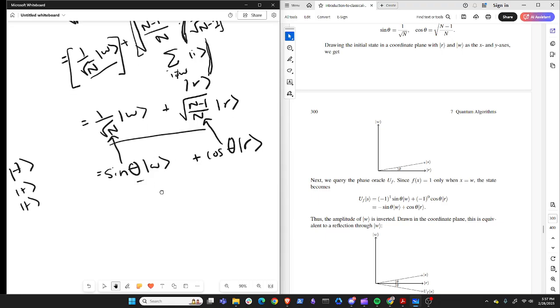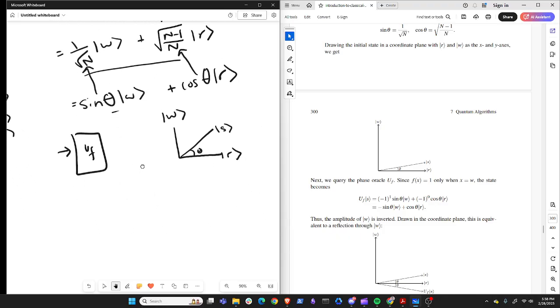So we go into our phase oracle, U sub f. They've got a little graph here. I'll attempt to copy: state W, state R, and we've got some theta, and so here's S. S is defined as the linear combination of W and R with these sine theta and cosine theta coefficients.